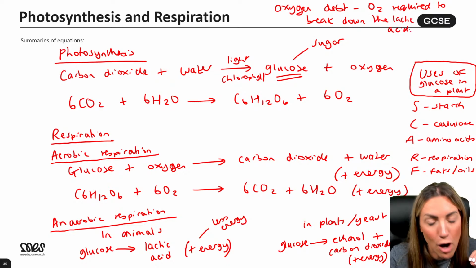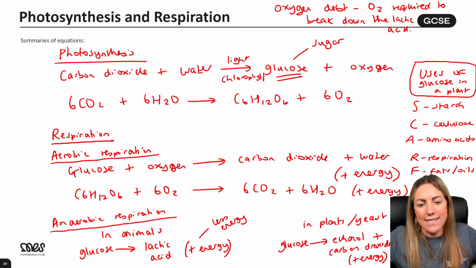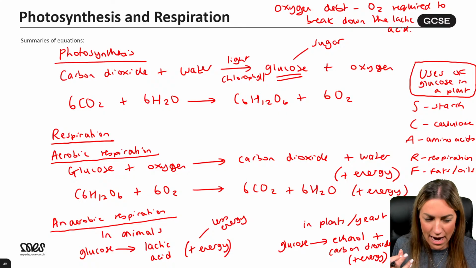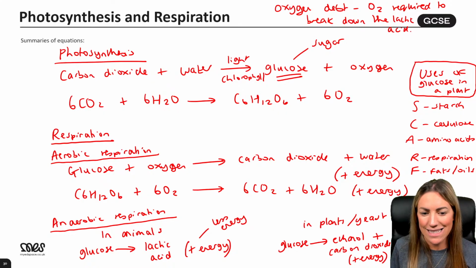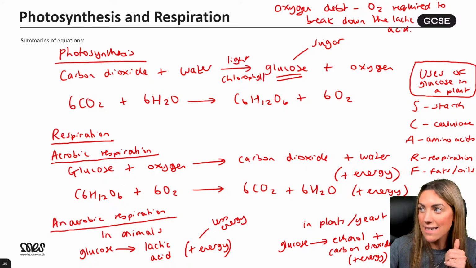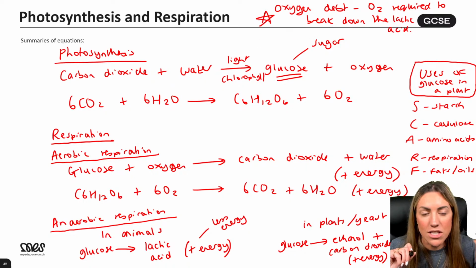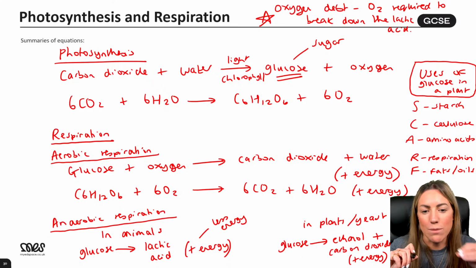So say you've been exercising really, really intensely, right? Your muscles do anaerobic respiration because they don't have enough oxygen for aerobic. They produce lactic acid. Lactic acid causes muscle fatigue. We have to break down the lactic acid. And to break down the lactic acid, we need oxygen. And the oxygen debt is the oxygen required to break down the lactic acid.